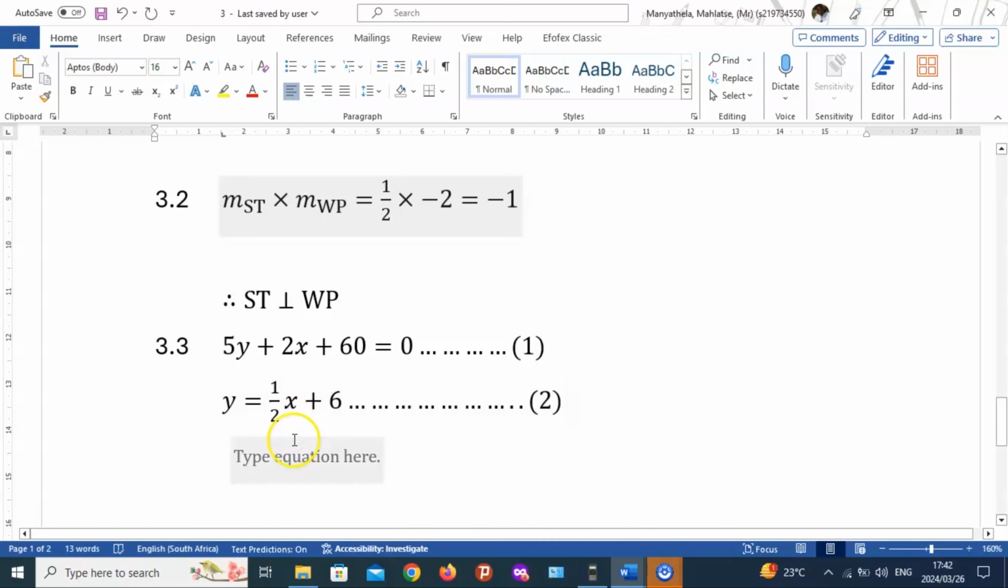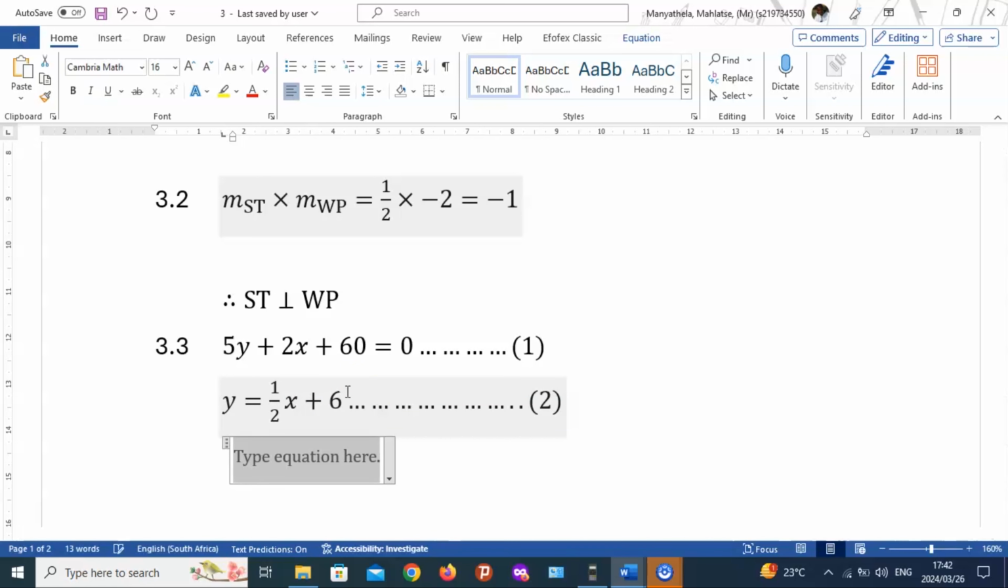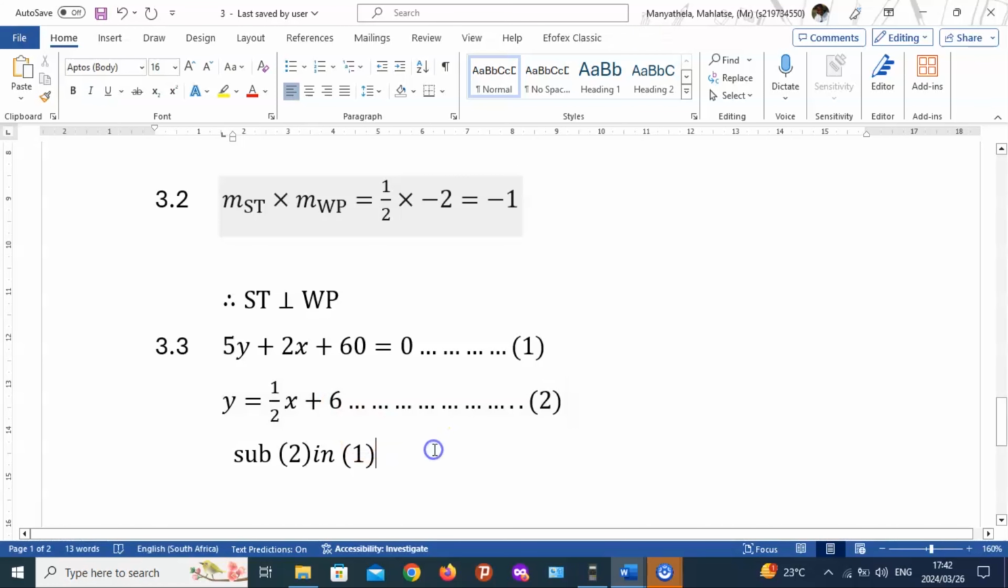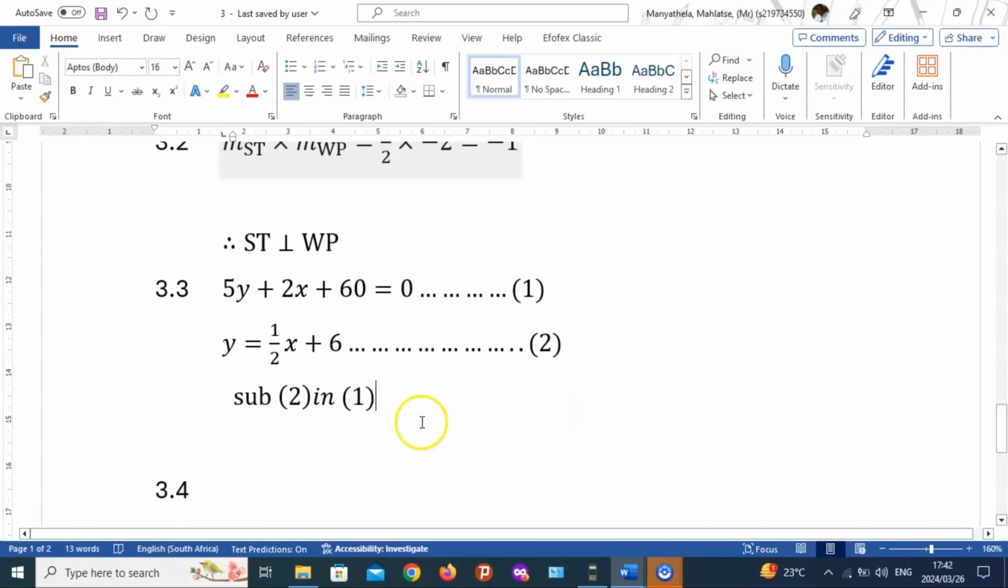So I can simply say, let this equation be my equation 2, and then the other equation be my equation 1. From there I can say substitute equation 2 in equation 1. So what will I have if I substitute equation 2 in equation 1? This is what I will have.